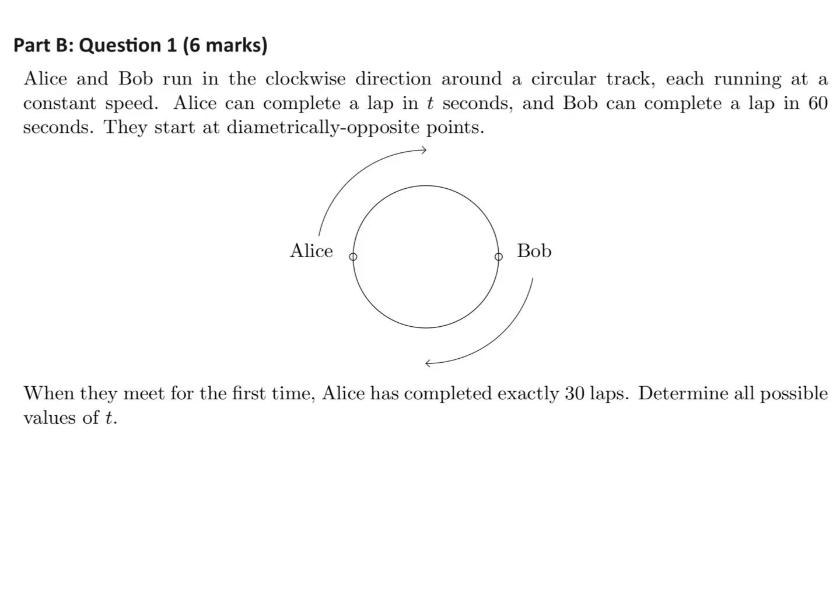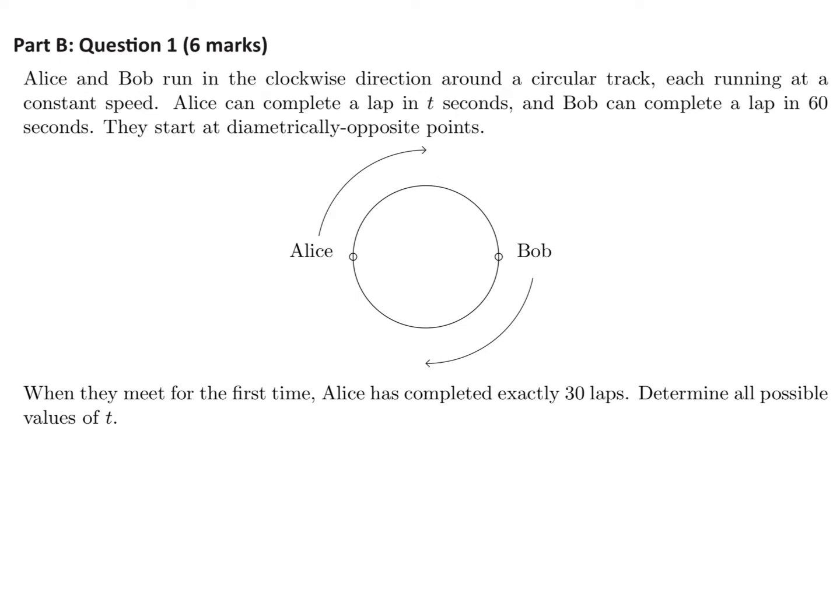Alice and Bob run in the clockwise direction around a circular track, each running at a constant speed. Alice can complete a lap in t seconds, and Bob can complete a lap in 60 seconds. They start at diametrically opposite points. When they meet for the first time, Alice has completed exactly 30 laps. Determine all possible values of t.